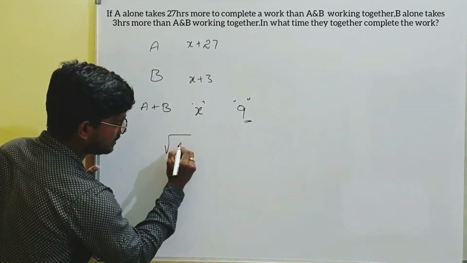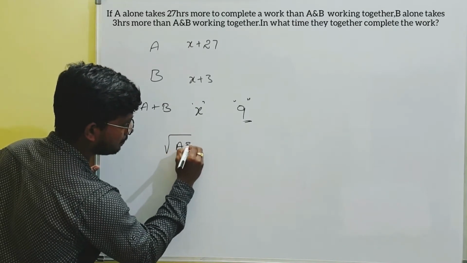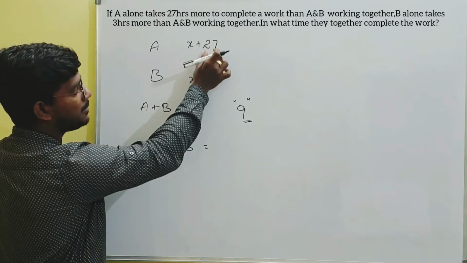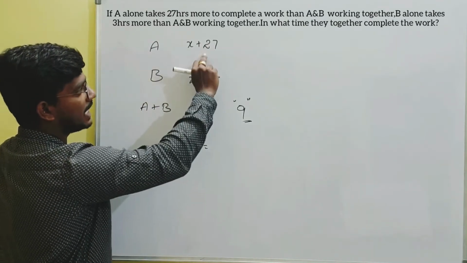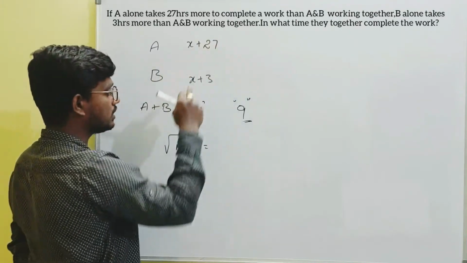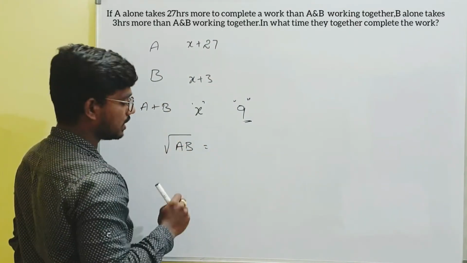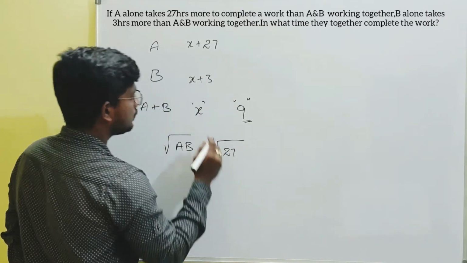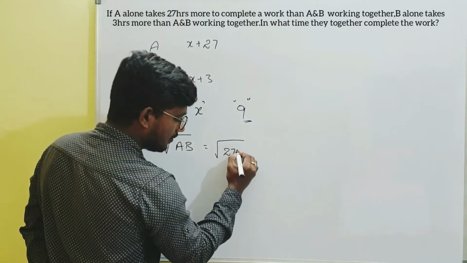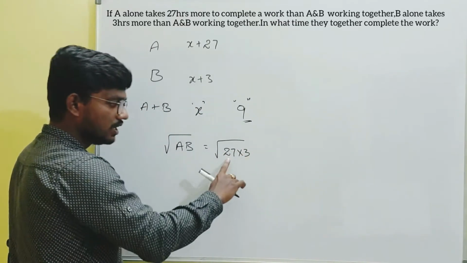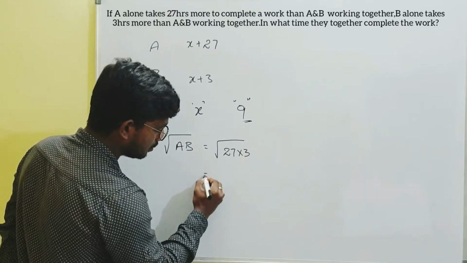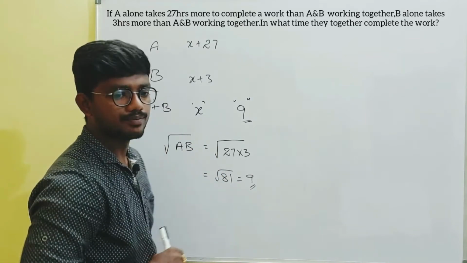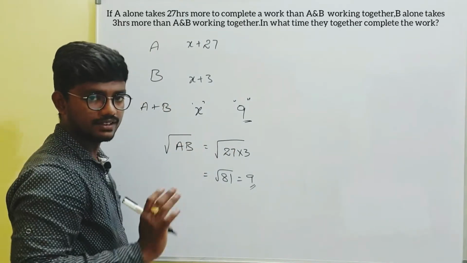The formula for this type of questions is root AB. The time taken by A is 27 hours more than the time taken by both the persons working on the work. So here we have to take 27 as A, and for B it is 3 hours, so we have to take 3. 27 into 3 is 81, so root 81, which is nothing but 9. So 9 hours is my answer.